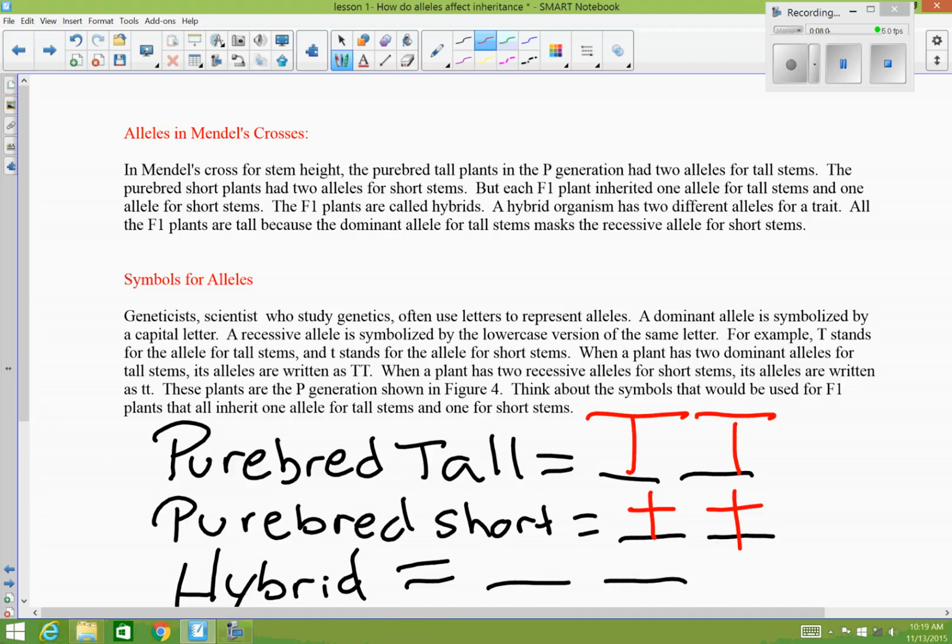Okay, we'll come back again. So, hybrid means the alleles are different, using the letter T. The only combination would be a capital T and a lowercase t. All right, now we're moving on.